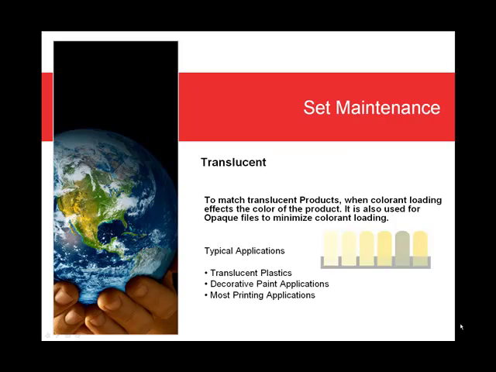A translucent set is used to match translucent products when colorant loading affects the color of the product. It is also used for opaque films to minimize colorant loading. Typical applications here are translucent plastics, decorative paint applications, and most printing applications.